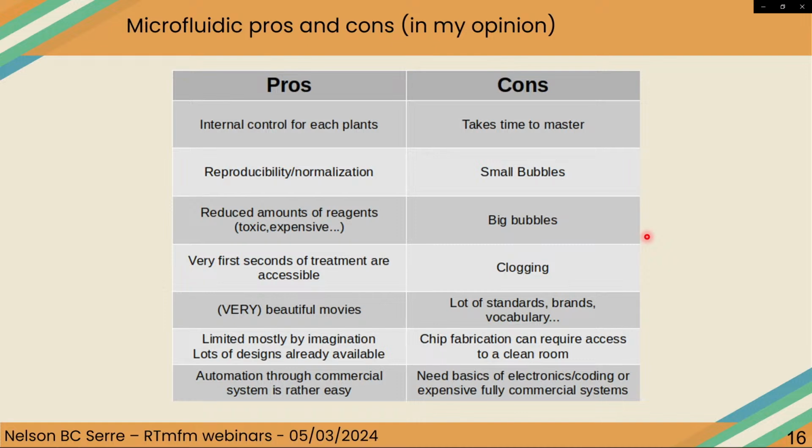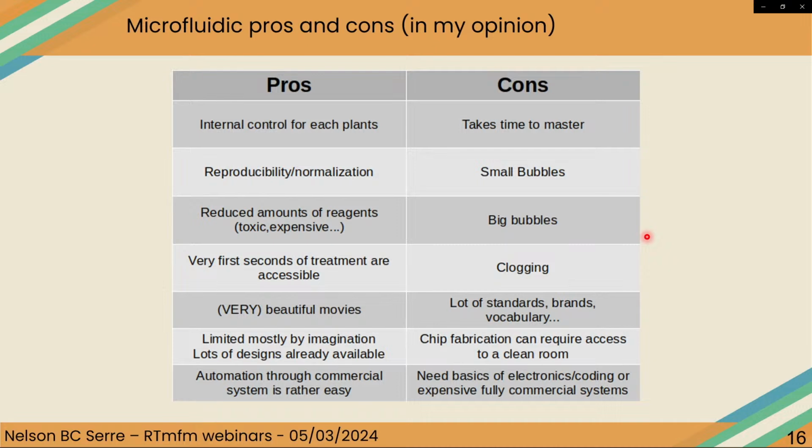Use less reagent because you work in microfluidic range tubing. For example, if it's toxic, expensive, etc., you have access to the very first seconds of treatments. It makes quite beautiful movies that you can quantify, of course, after. And the chips and even the systems are mostly limited by imagination. You could think of anything.